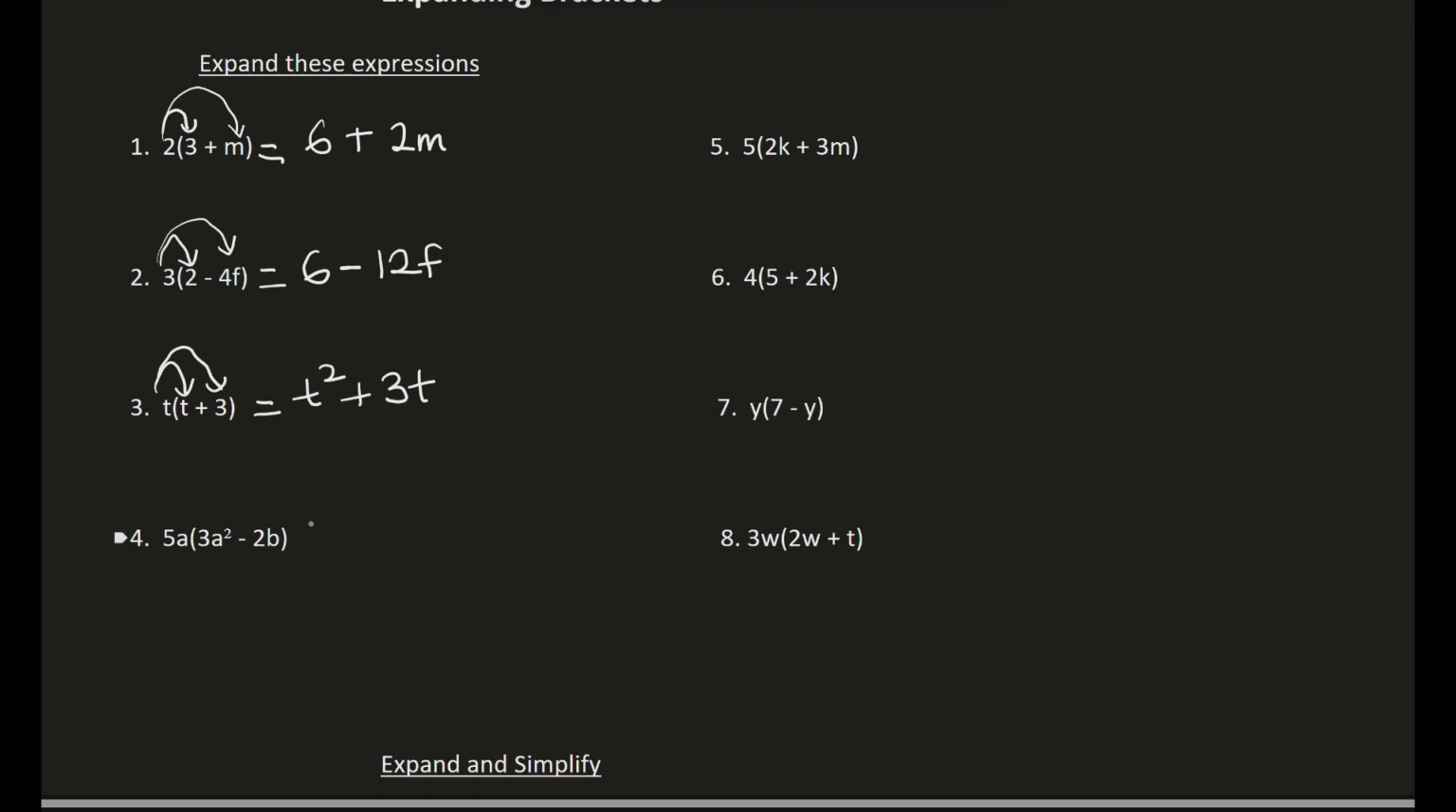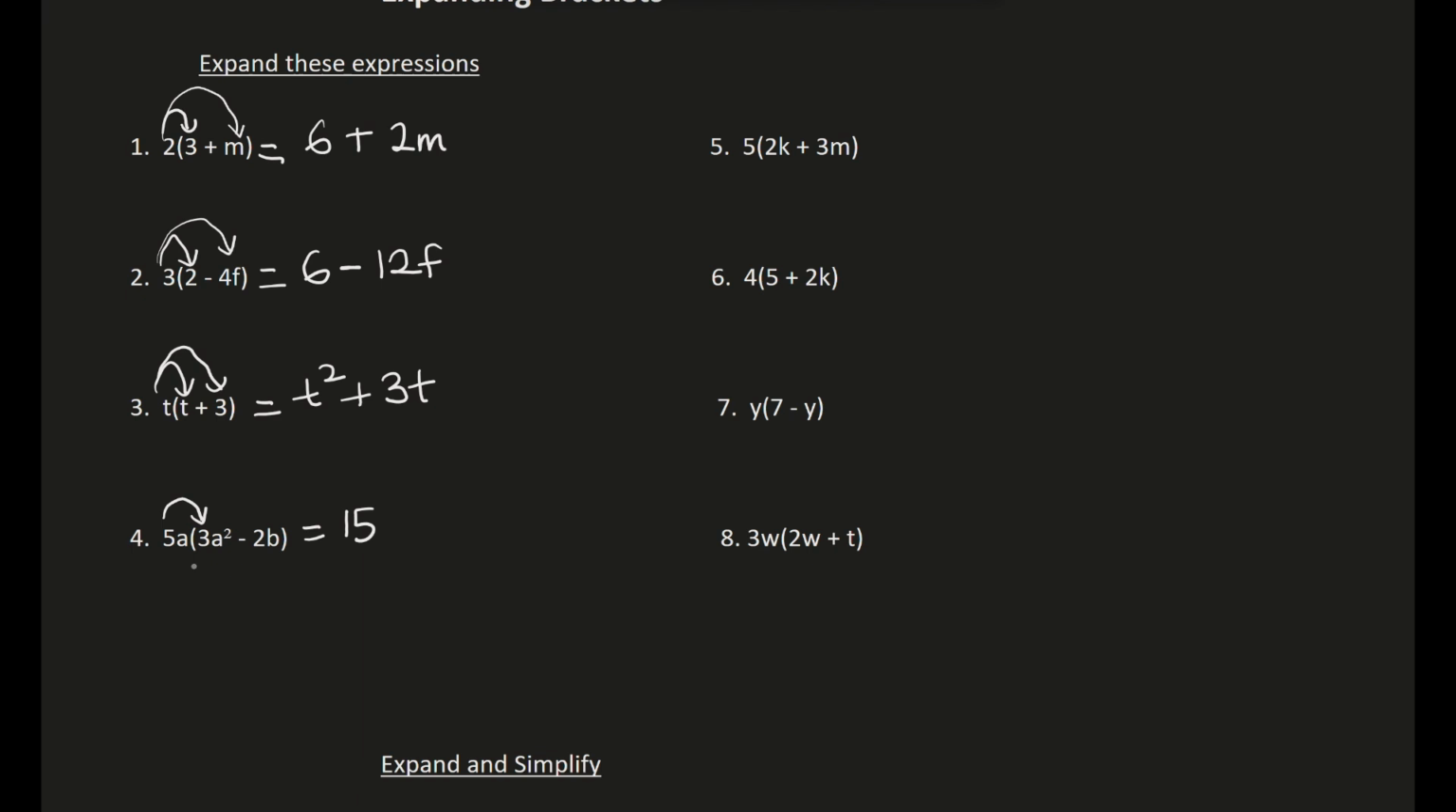Let's look at question 4. We have 5 times 3. To make your life very easy, most of the time multiply the numbers first before the variables. So 5 times 3 is 15. And then we have a times a squared. That gives us a cubed. Now don't forget, I have a minus sign here. So that gives me positive 5 times negative 2 gives me negative 10. Then a times b gives me ab.